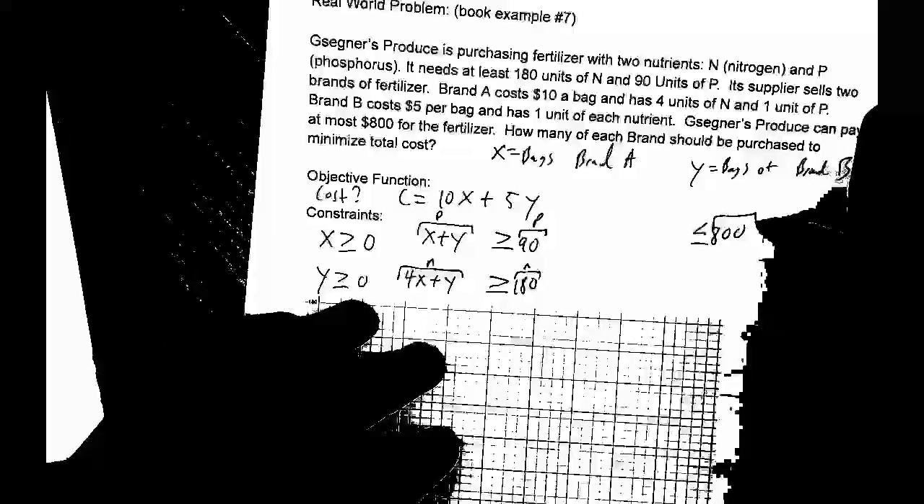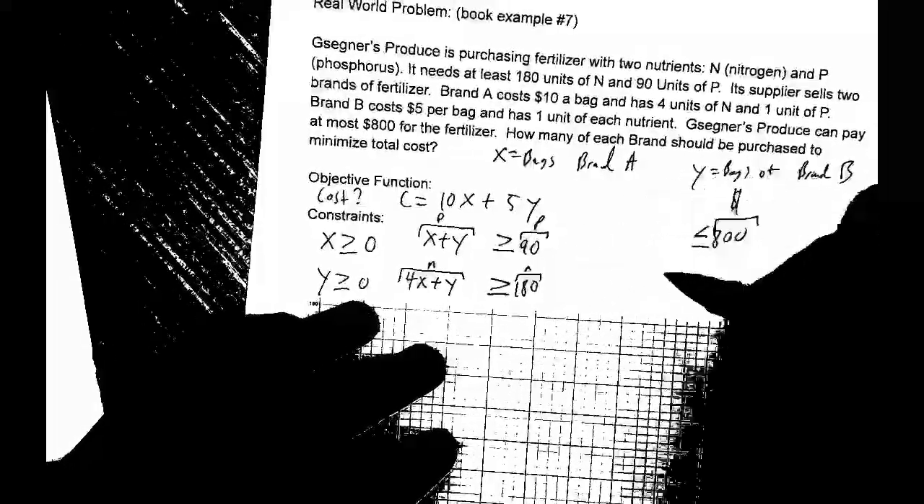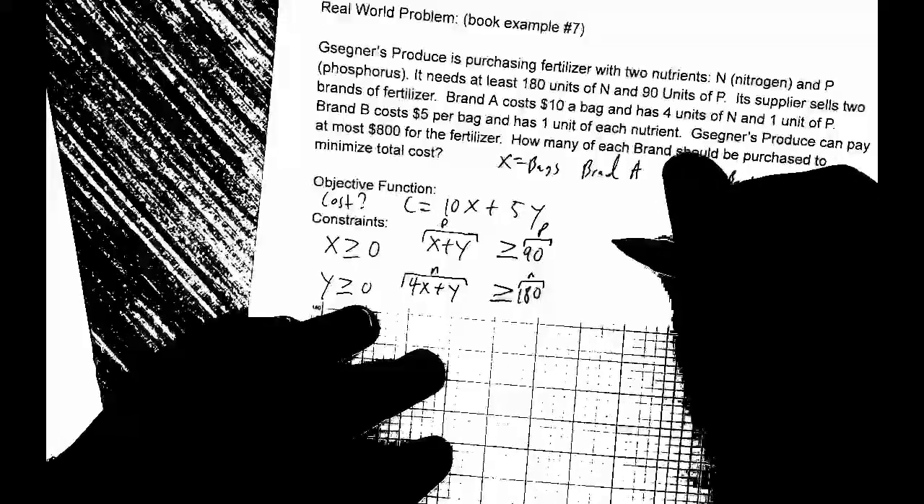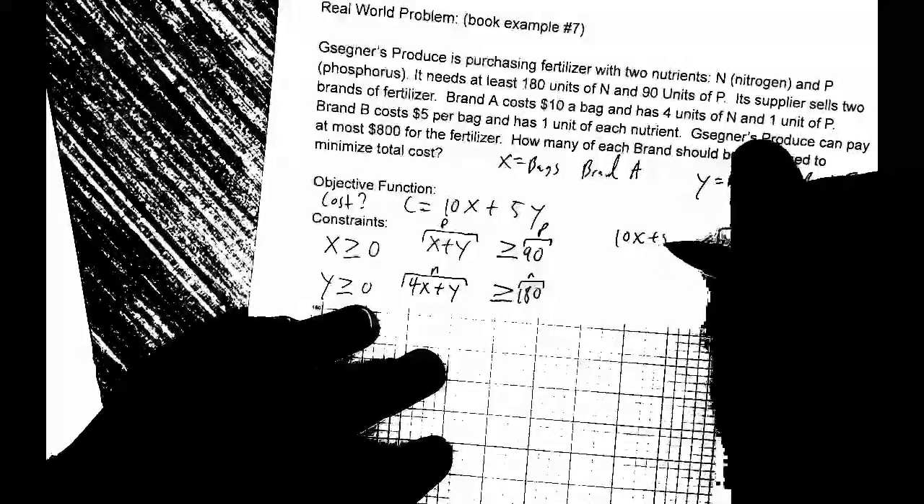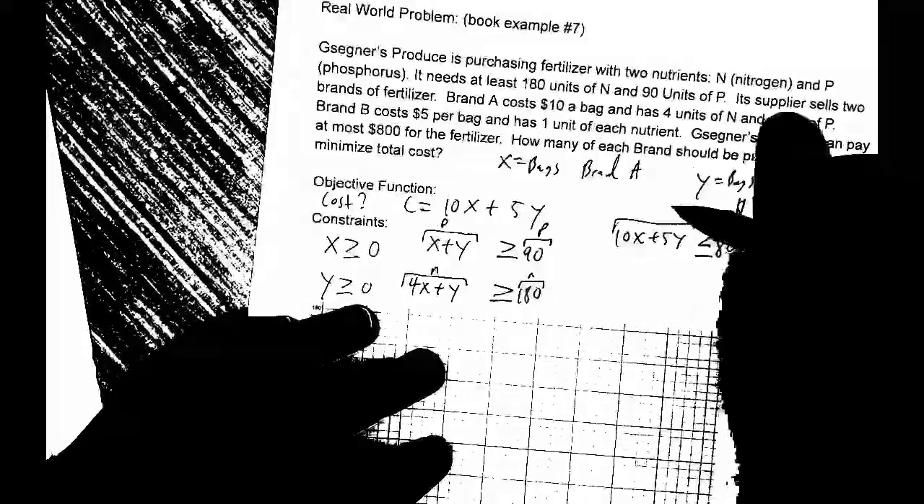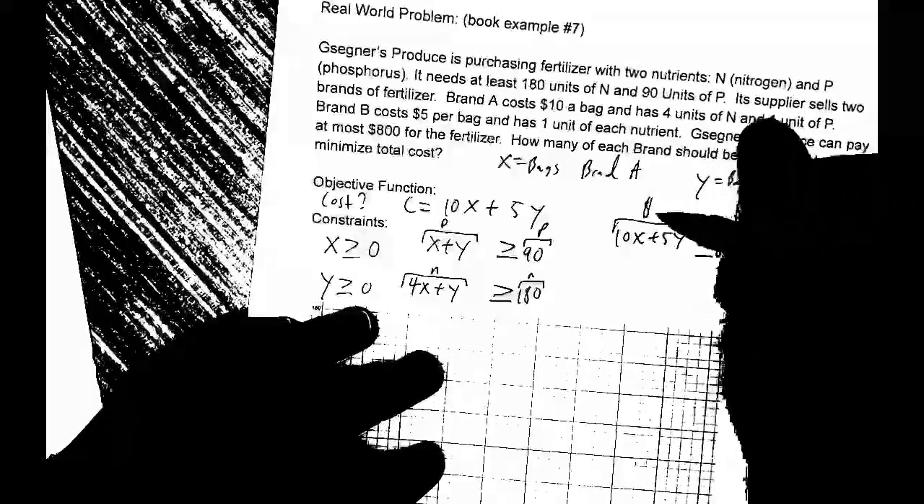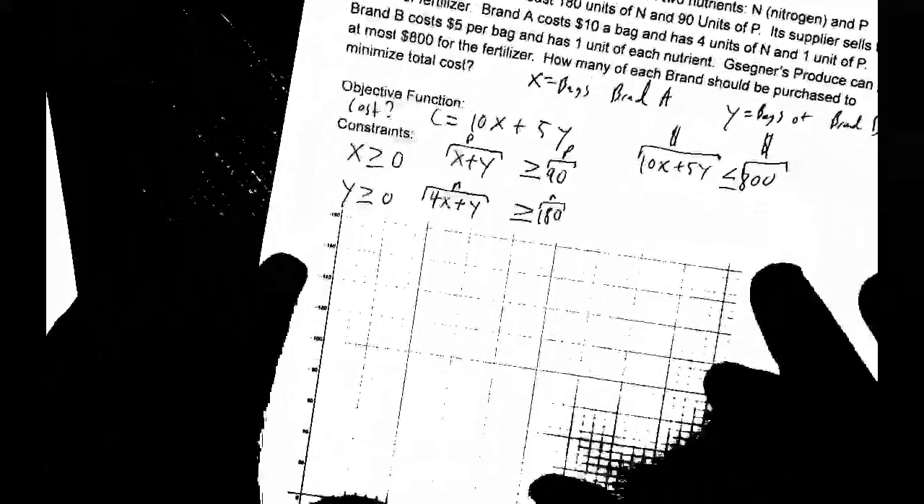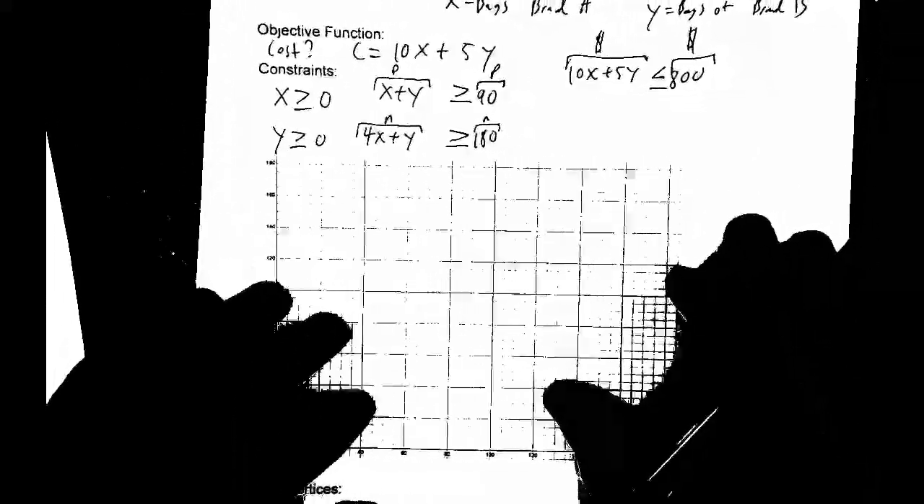So if this is in dollars on the right, on the left hand side I also need to write it in terms of dollars. So how much do these cost? The same as the cost equation over there. 10x plus 5y must be less than or equal to 800. Okay? These are my constraints. Now let's plot them. Okay?